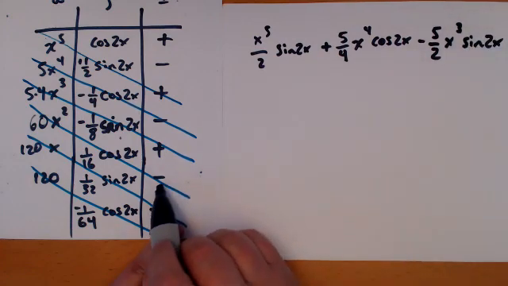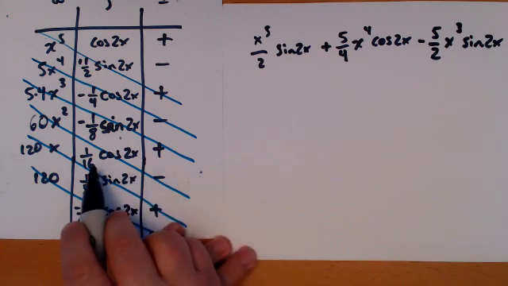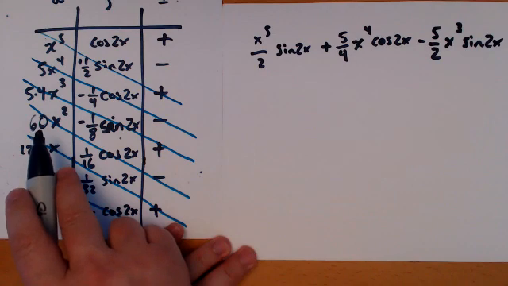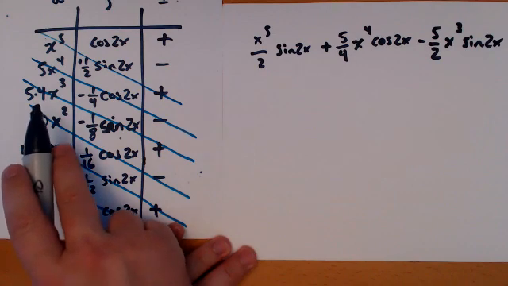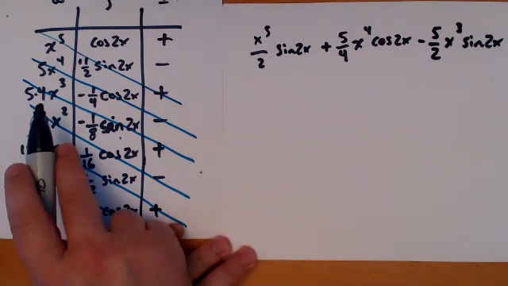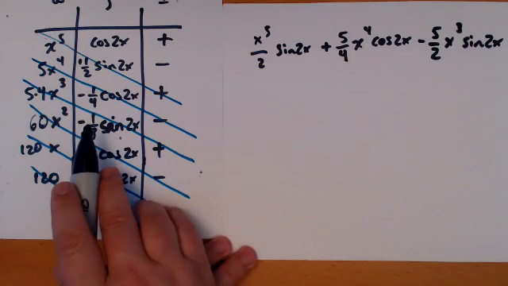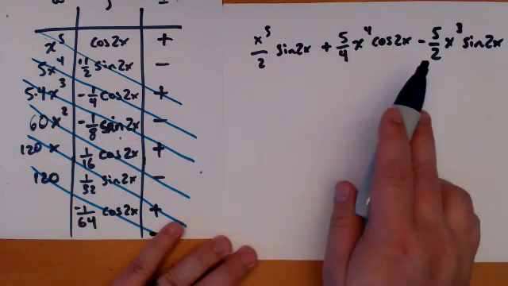Now I've got a negative, a 1/16, and a 60. Mr. Ronco, on that last step, wouldn't it be plus because the 1/8 sine 2x is negative? Right, but it's a positive times a negative, which gives me the negative. Okay, cool.